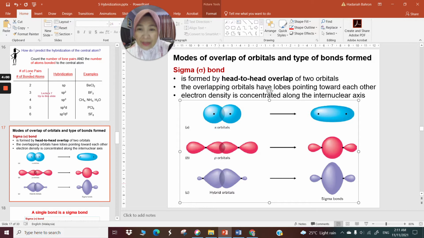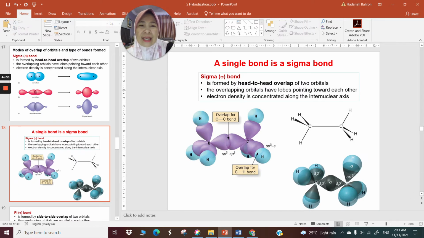And you can also have overlap of two hybrid orbitals. Not only atomic orbitals, but hybrid orbitals can also overlap. This is an example of probably an sp hybrid orbital overlapping with that hybrid orbital. You get a sigma bond also through the overlap of hybrid orbitals. So that is about sigma bond. Let's have a look at the next slide.